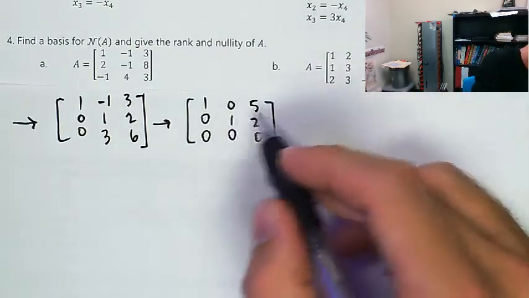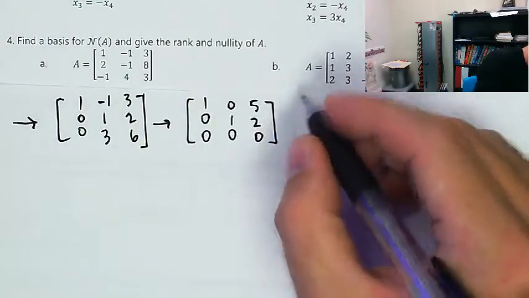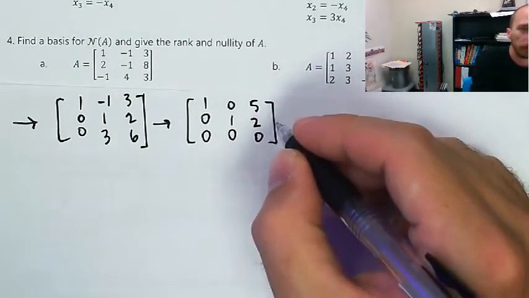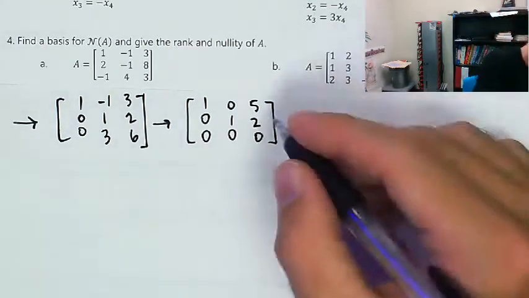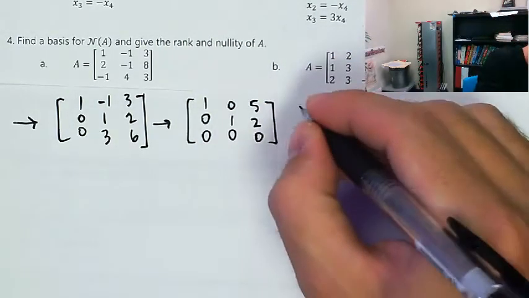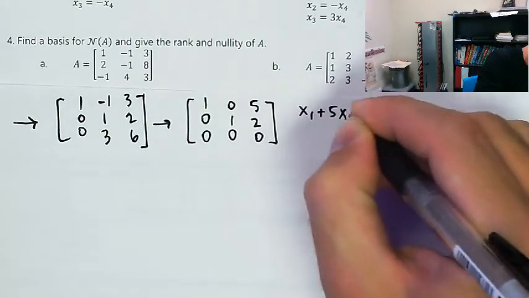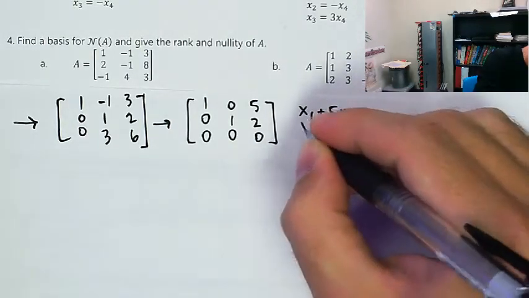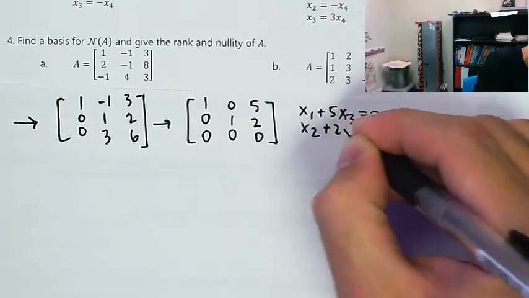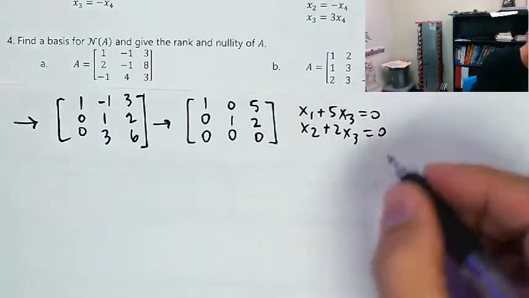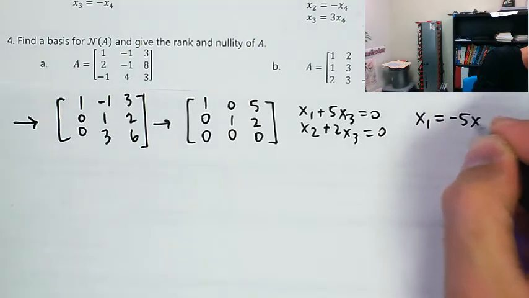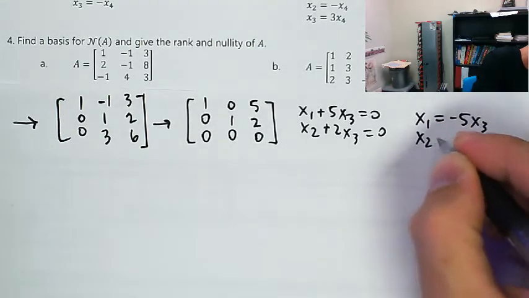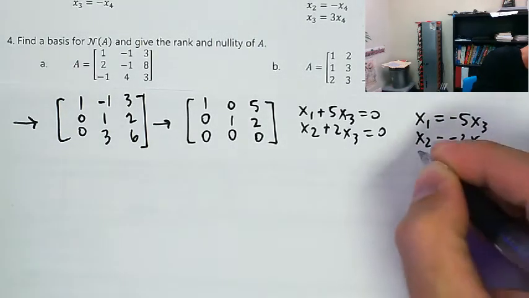And then I'm going to say, all right, this is telling me that if I was to augment this with the 0 vector to find out where the solutions to Ax equals 0, I'd have x1 plus 5x3 equals 0, and x2 plus 2x3 equals 0. Okay, that tells me that x1 equals -5x3, and x2 equals -2x3, and x3 can be whatever it wants.